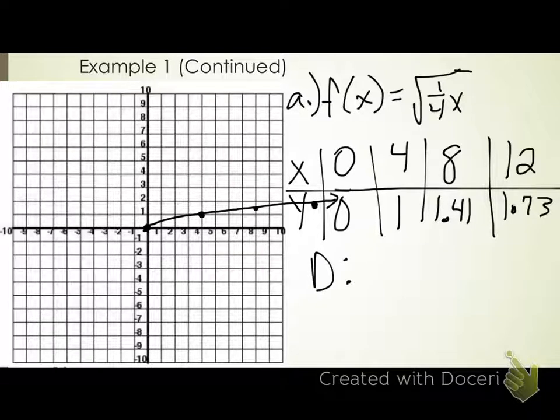Questions on how I got my graph? We just plugged in values, got y values to give me an ordered pair. Now it wants the domain and range. Can someone raise your hand and give me the domain of my function here?